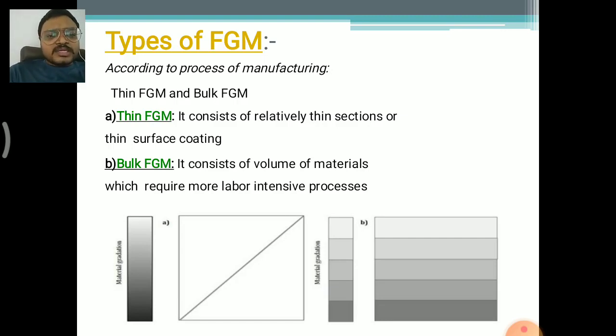At the bottom you can see the thin FGM and bulk FGM. On the left side of the picture you can see the thin FGM. There is only one layer, a thin section. But on the right side there are a number of layers considering different properties. Bulk FGMs have different volumes of materials, which requires a more labor-intensive process. So the work is high in the bulk FGMs.